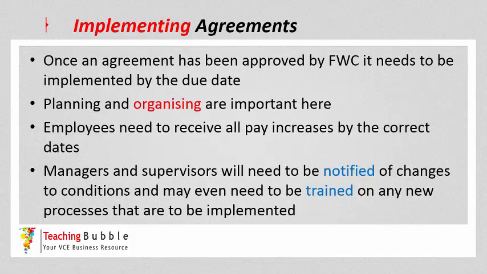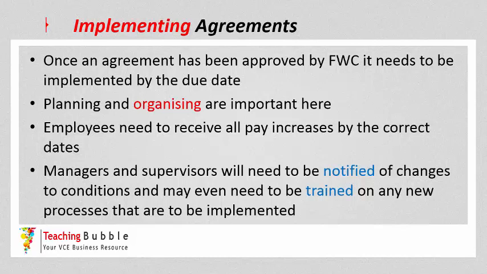Now, let's assume that the agreement has been negotiated and approved by Fair Work Australia. Then it's the job of the human resource manager to implement that agreement. The roles of planning and organising are really important here: planning when it's going to be done, and organising all the resources to make sure things are in the right places at the right time. So things like pay increases implemented on the correct dates, and any conditions that have changed need to be implemented in a timely manner, because once the agreement starts, that's the agreement the organisation is on.